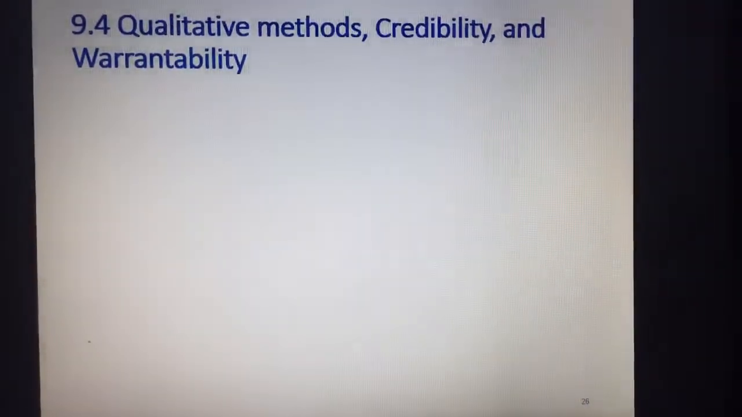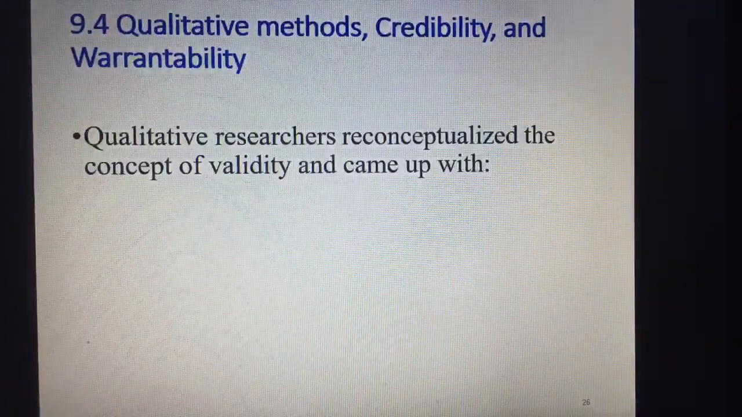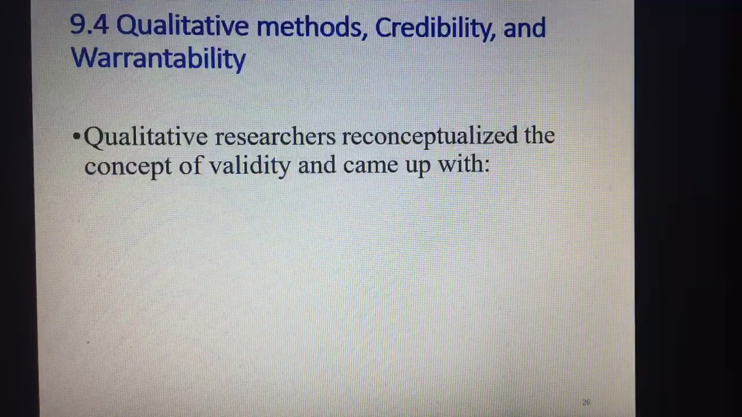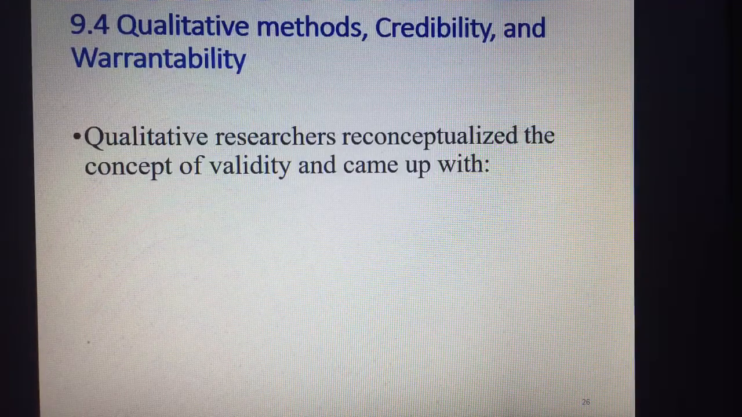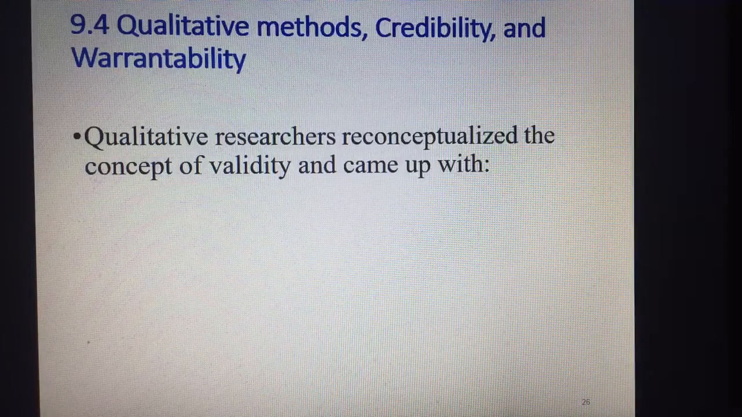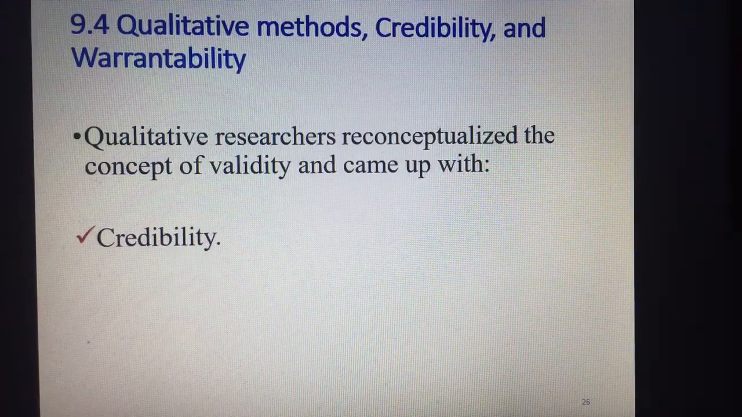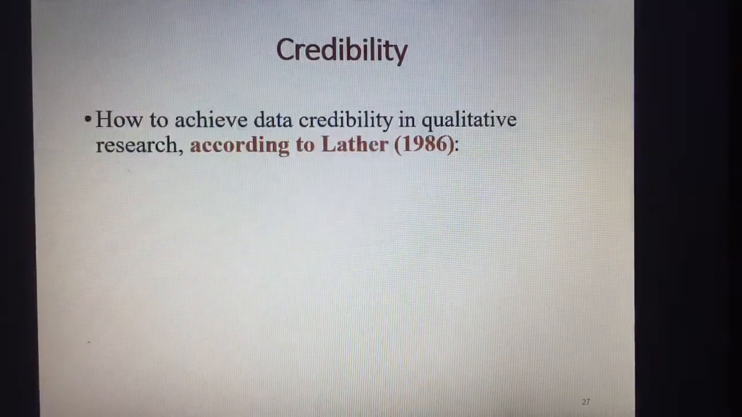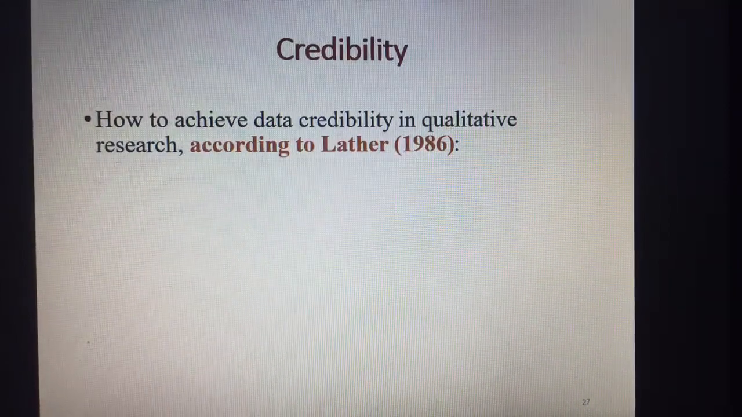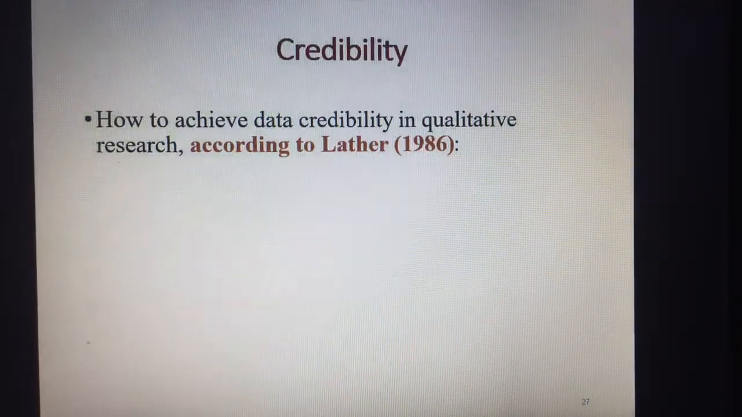Of course, there are qualitative methods which require credibility and warrantability. Qualitative researchers, who don't rely on numbers and statistics, reconceptualized the concept of validity, and they came up with credibility and warrantability. Credibility means how to achieve data credibility in qualitative research.